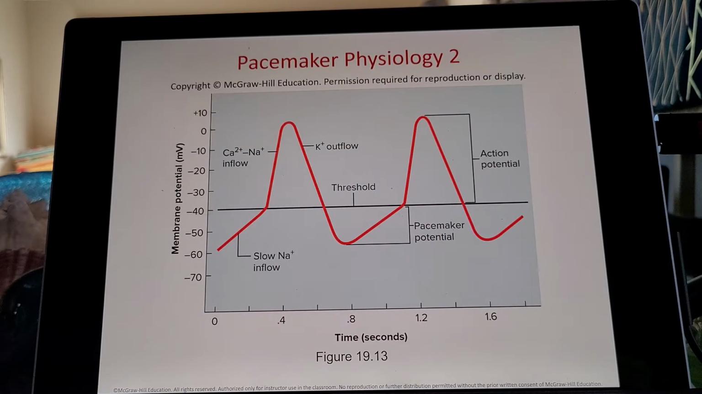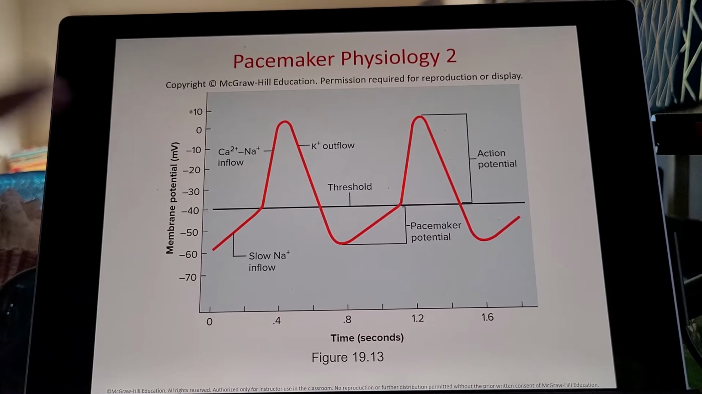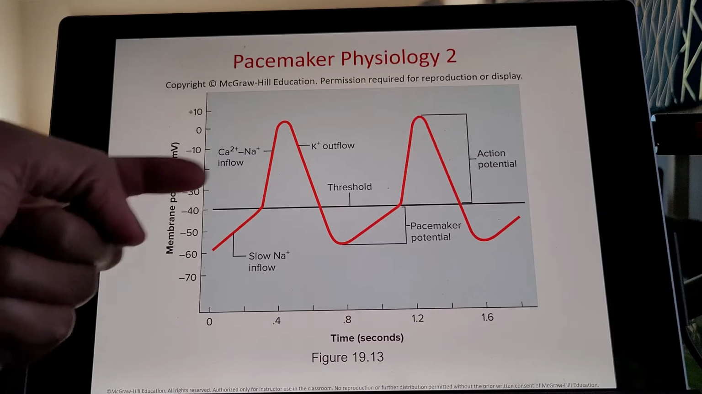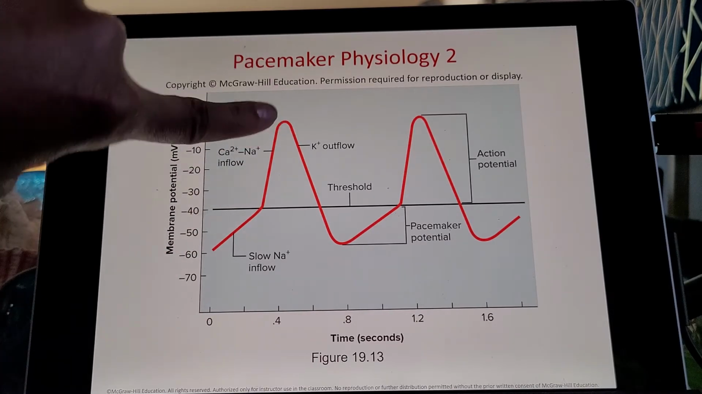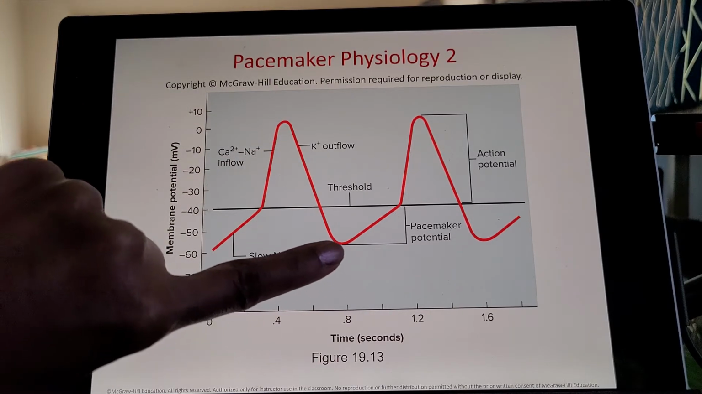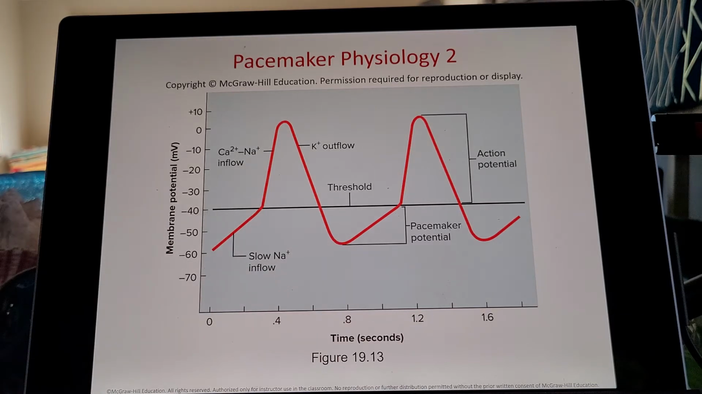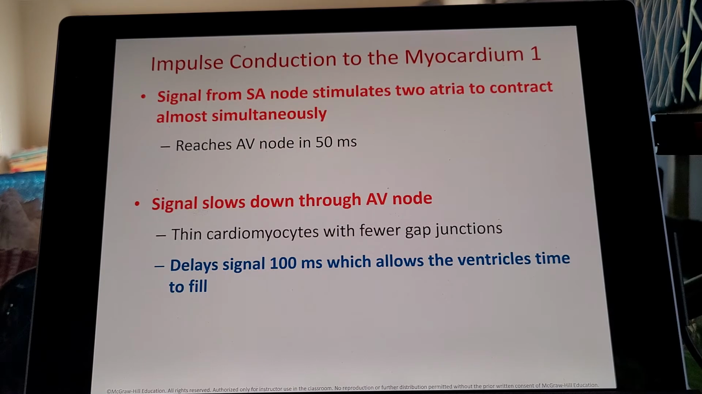Okay, so here's what a pacemaker action potential looks like. Our inflow of sodium, our gradual depolarization, we're hitting threshold. We have our depolarization, our repolarization, and then start this process all over again, triggering a heartbeat every time. Once the signal moves from our SA node, from our pacemaker region, it's going to stimulate both atria to contract at the same time, eventually getting to our AV node.